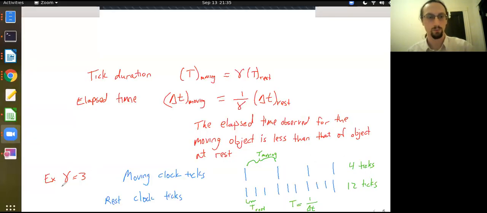And so let's do a quick example. We've got gamma equals 3. And here we kind of see the difference between the tick duration and elapsed time that I'm trying to talk about, in case you find it a little confusing, because this is kind of a confusing concept. Got moving clock ticks. So there's 1 tick, 2 ticks, 3 ticks, 4 ticks, where over the course of the rest clock, it's going to tick 12 ticks in this case. And we look at the period of the movement for moving and for rest clocks respectively. So now, does this make sense?